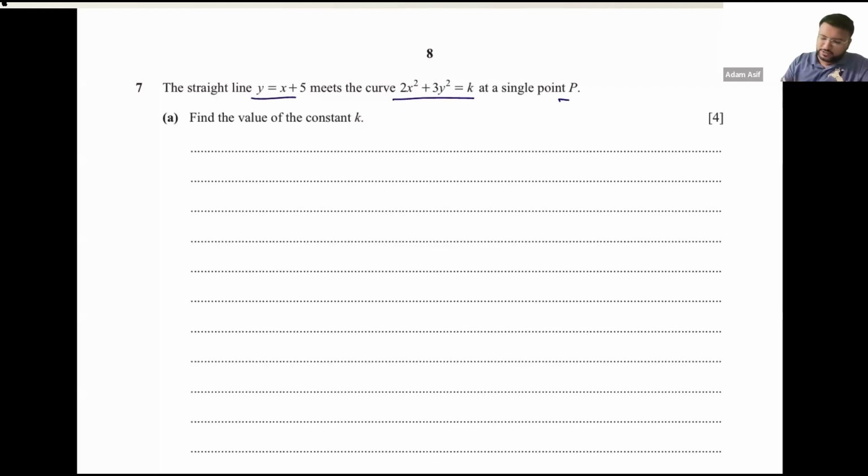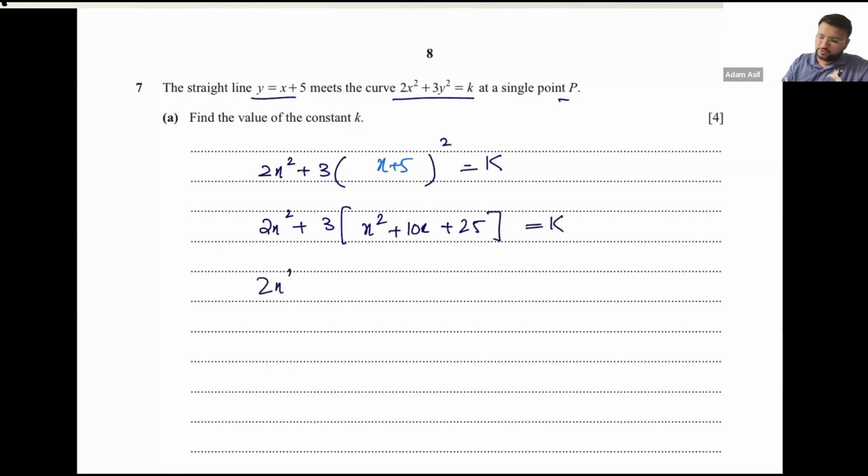इक्वेट करेंगे. जब आप इक्वेट करोगे तो 2x square plus 3y square equals k. In place of y, you can substitute x plus 5. And then you simplify this. 25. So you have 2x square plus 3x square plus 30x plus 75 equals k. So you get 5x square plus 30x plus 75 minus k equals 0.